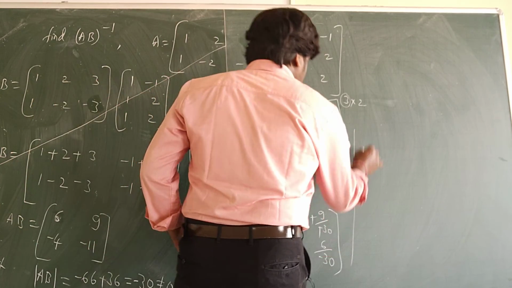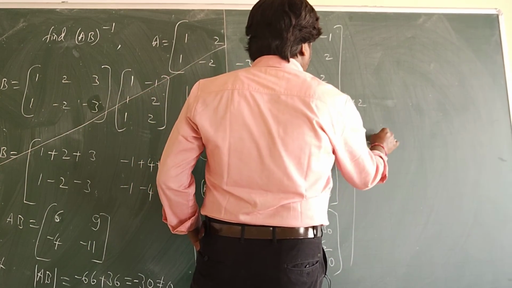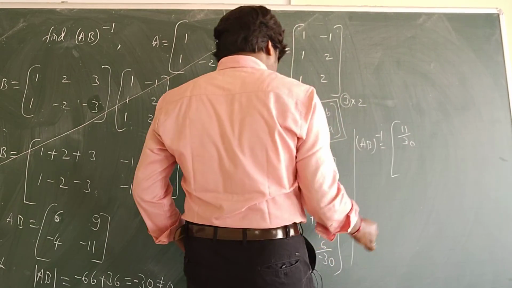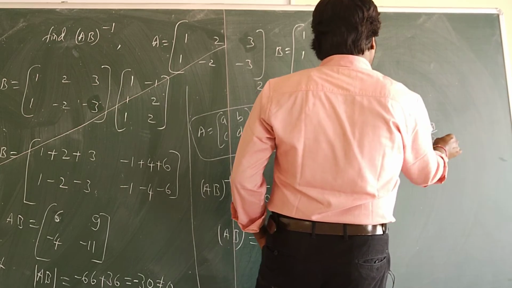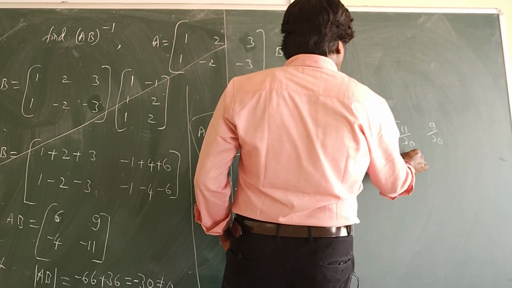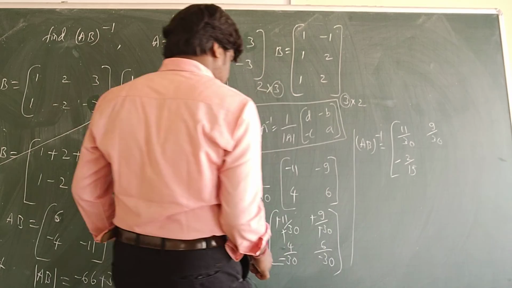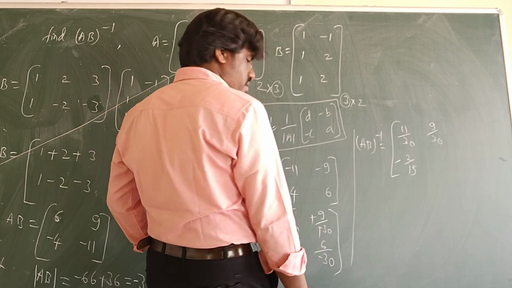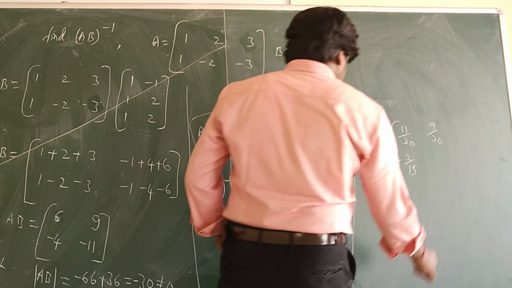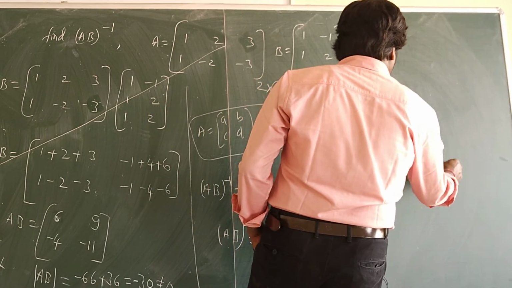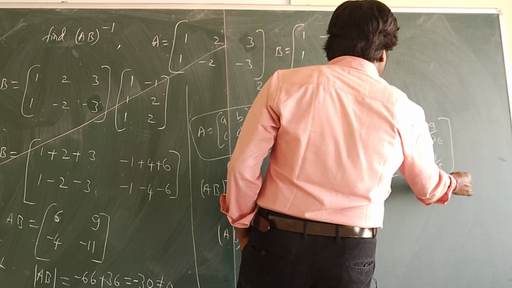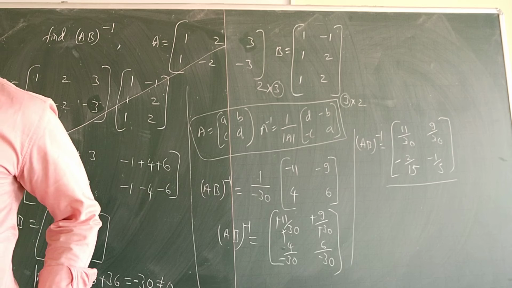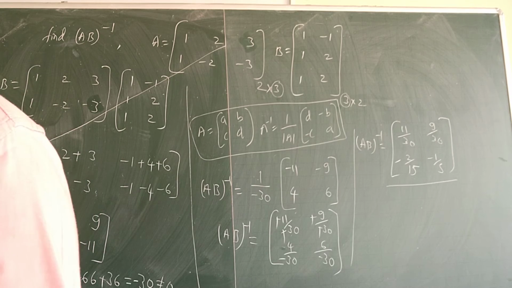So (AB) whole inverse you are going to get finally is equal to 11 by 30, 9 by 30, 2 by 15 minus, and here 6 fives are 30, minus 1 by 5. So this is the final answer for (AB) whole inverse. Fine? Understood?